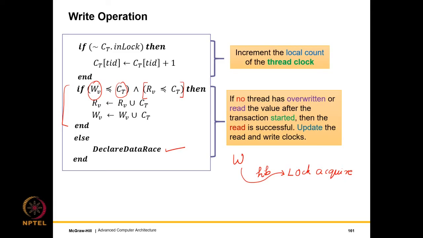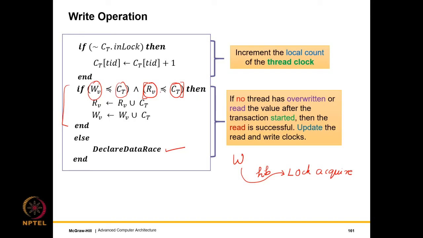Similarly, if I look at the read clock, in the case of writes, we care about earlier reads as well. So basically for two reads, their ordering doesn't matter, but the moment there is a write, we care about the ordering of the write with earlier reads as well as earlier writes. So similarly, the read clock also should have a happens-before relationship with the current clock of the thread. If a happens-before relationship does not exist, then there is a problem and we declare a data race.